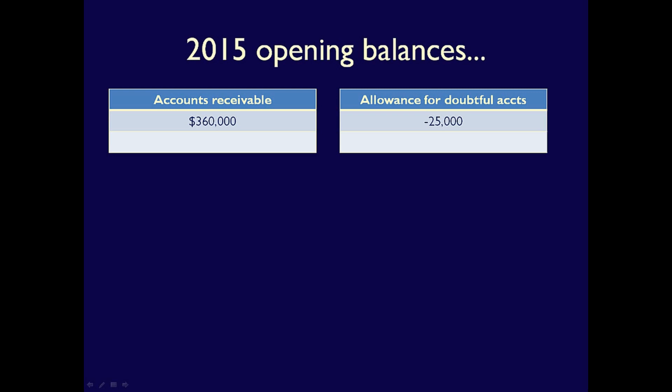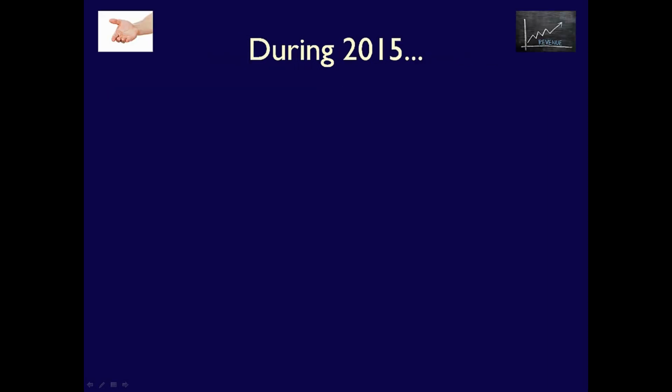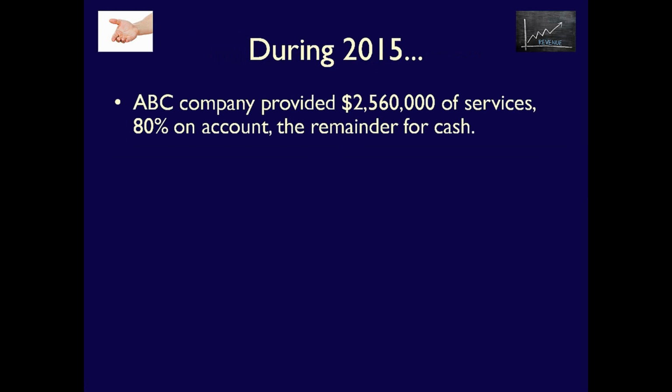Say that the following things happened during 2015. 1. The company provided $2,560,000 of services. Things are definitely looking up for the company. Unfortunately, in order to grow sales, the company offered very good credit terms. Customers didn't have to pay for 60 days. So 80% of their sales are on account. The remainder of their sales were for cash.